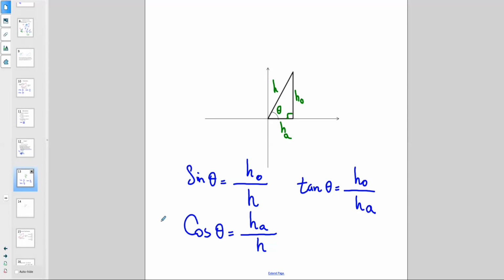Okay, let's take a look at another example here. As I said, it is important to identify the right angle, then identify the hypotenuse. So the right angle is right there, 90 degrees, correct? 90 degrees. So this is h. And if this angle is theta, this will be HO and this will be HA. So this side is HO, this side is HA.